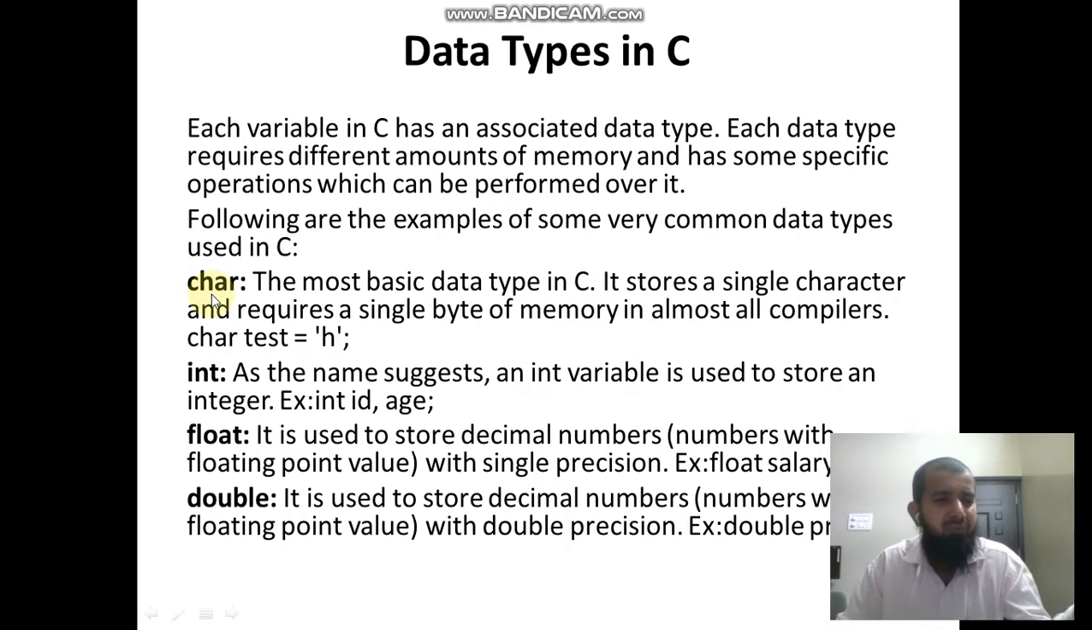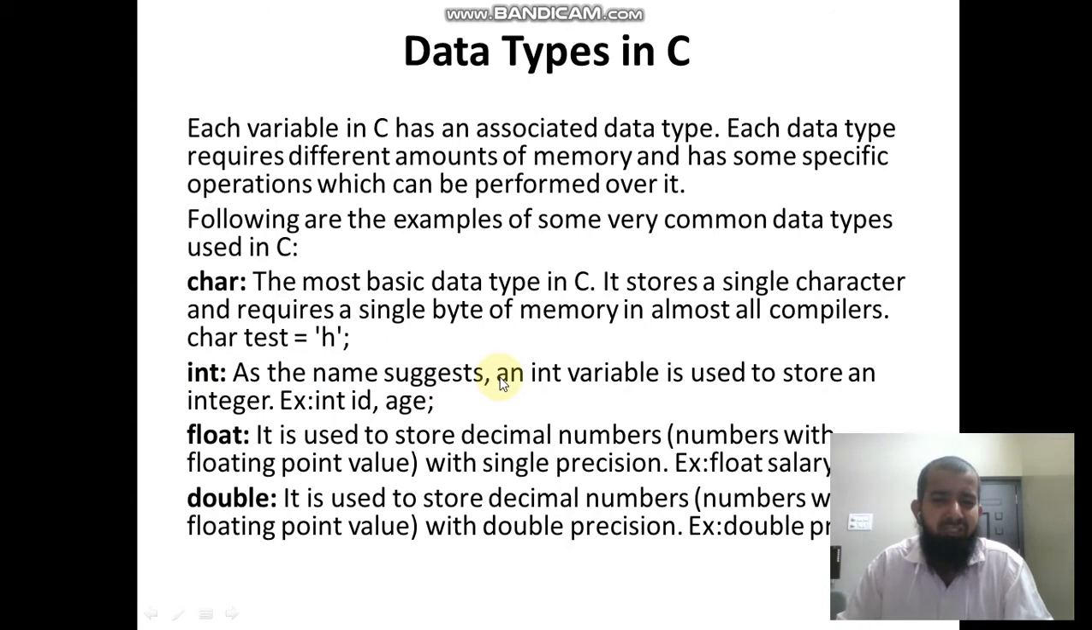Actually in the previous video I explained about these data types. Char: this data type is used to store a single character and requires a single byte of memory in almost all compilers. For example, char text equal to 'h', the letter h. Here the variable name is text, the data type is char, and the value is h.